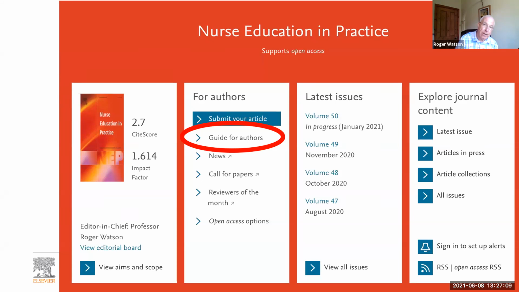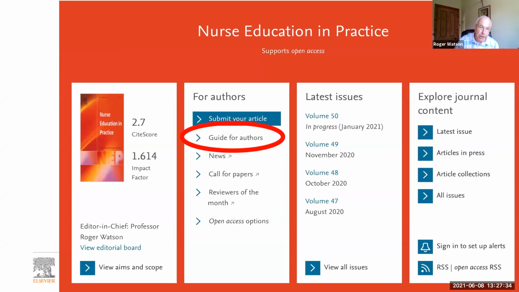For example, if an article is rejected by Nurse Education and Practice, it may be appropriate to send it to Nurse Education Today, or the other way around. If they reject it, then it might be possible to send it to Journal of Advanced Nursing, which also takes educational articles. But have some plan in mind for where you want to send it.